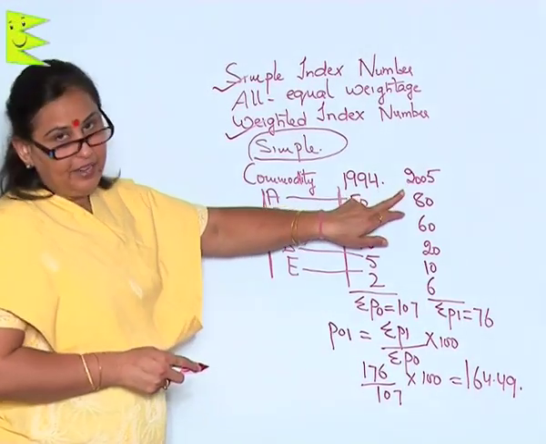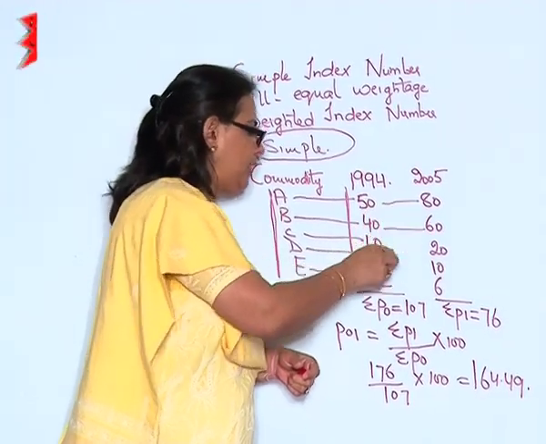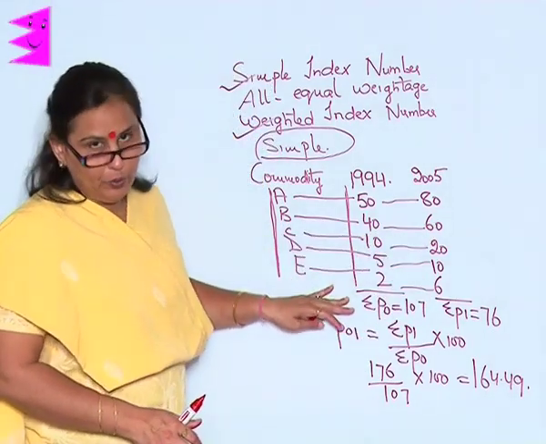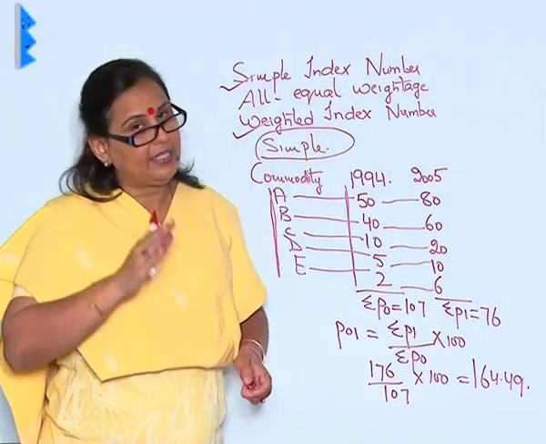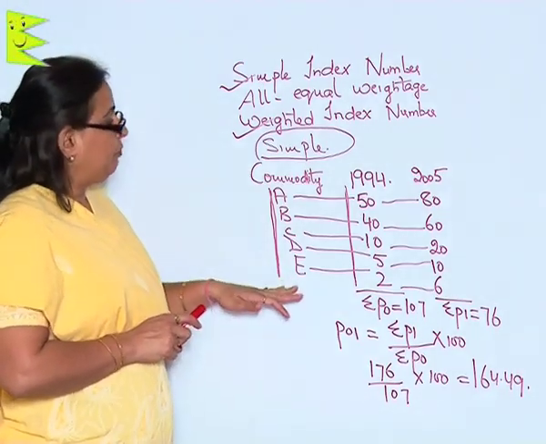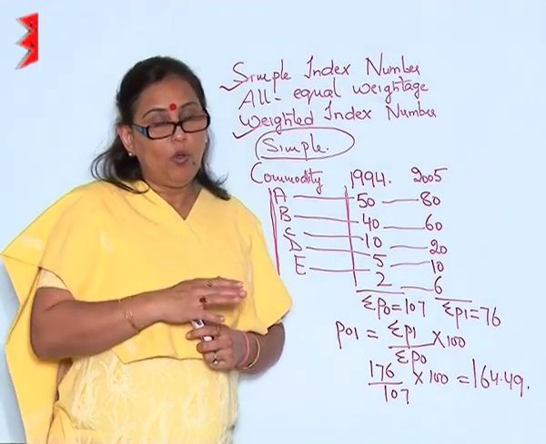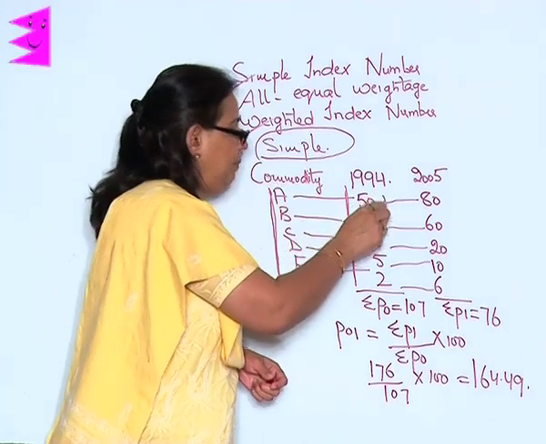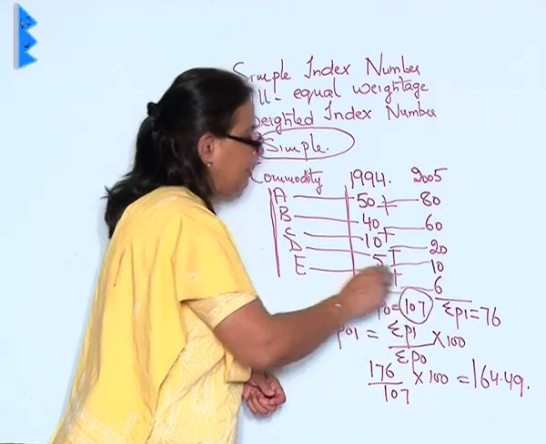In the current year, the prices have risen from 50 to 80, from 40 to 60, 10 to 20, 5 to 10 and 2 to 6. This is what they have given to you. And now we have to find out the price index number. When we are trying to find out the price index, we first of all calculate the sigma price of the base year. In this, we do 50 plus 40 plus 10 plus 5 plus 2, which gives me 107.